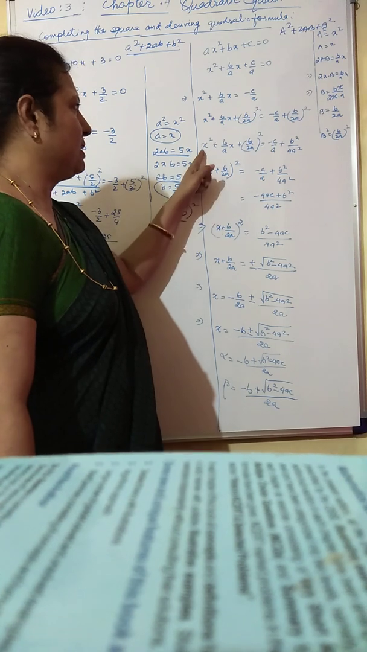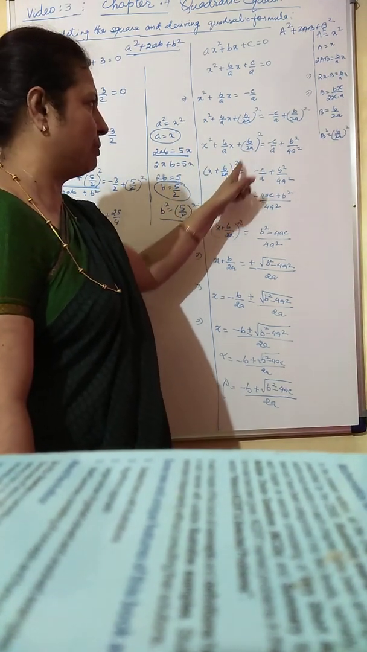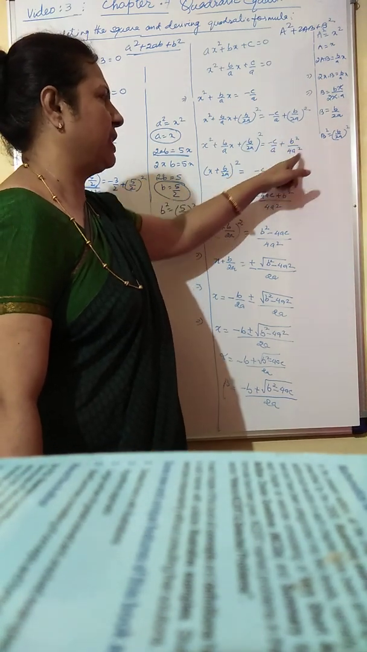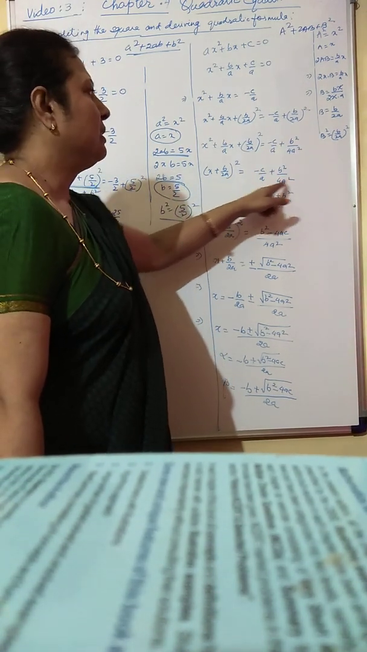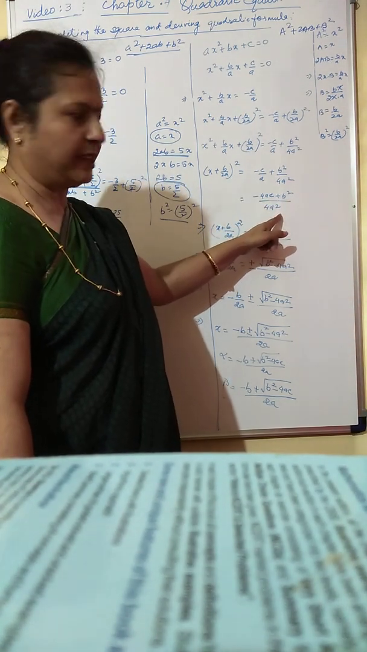So on the LHS we have a square, 2ab and b square. So this is (x + b by 2a) whole square. The RHS on simplification we get b square by 4a square, minus c by a. Here I have taken the LCM. It comes as (b square minus 4ac) by 4a square.